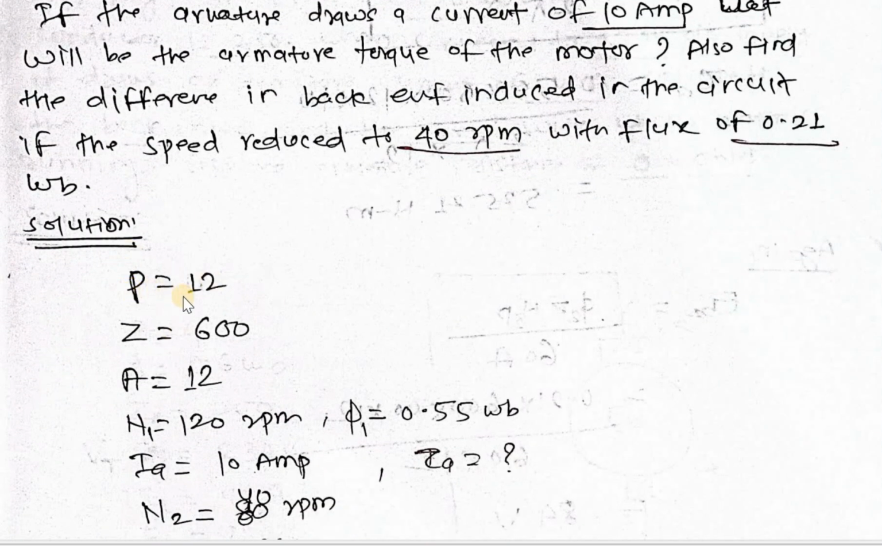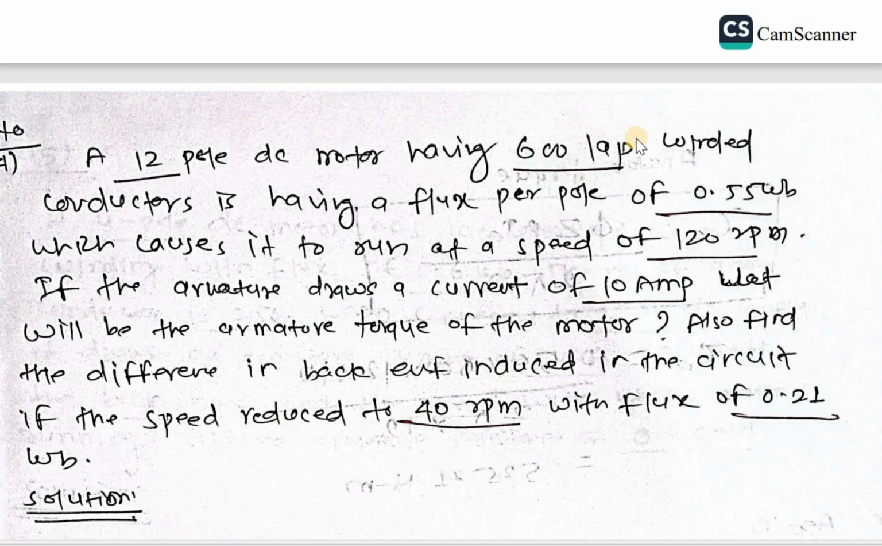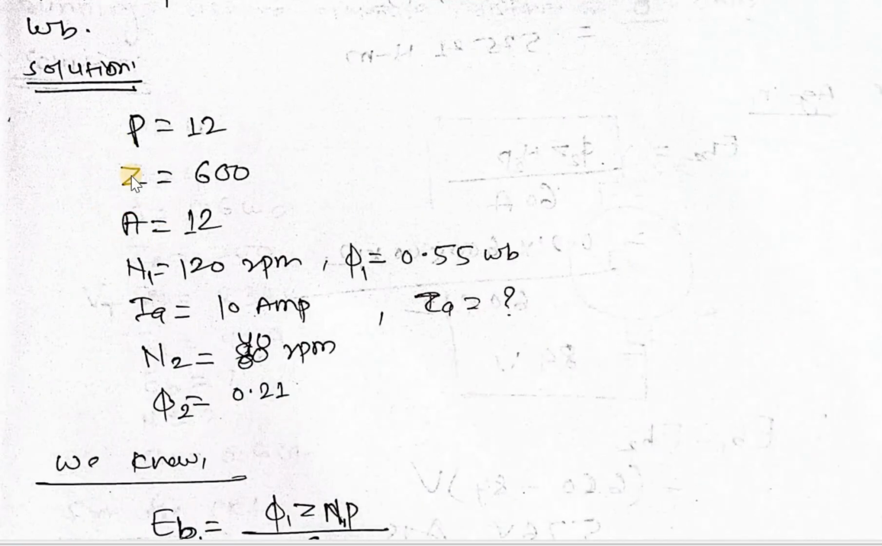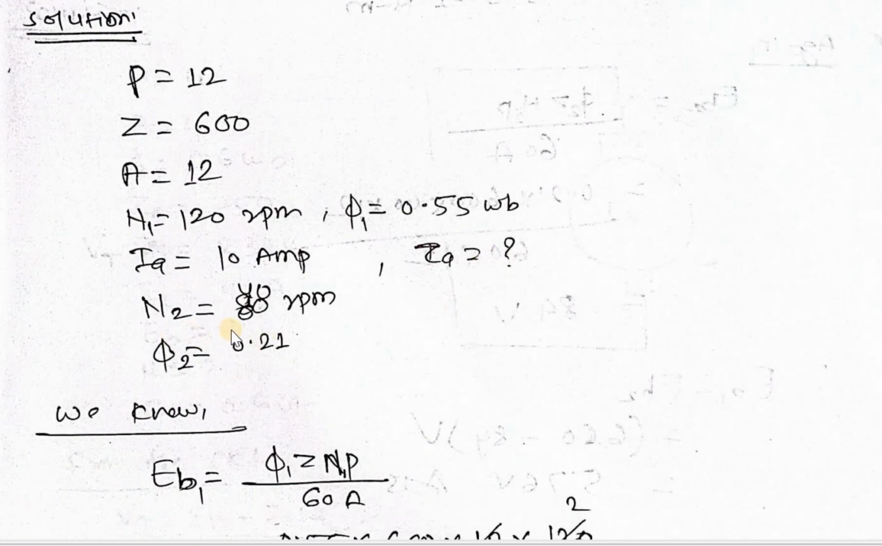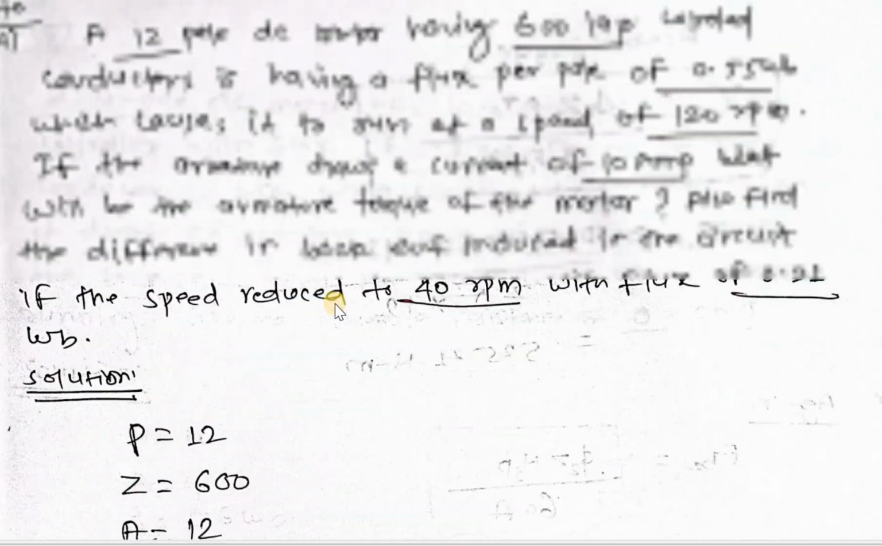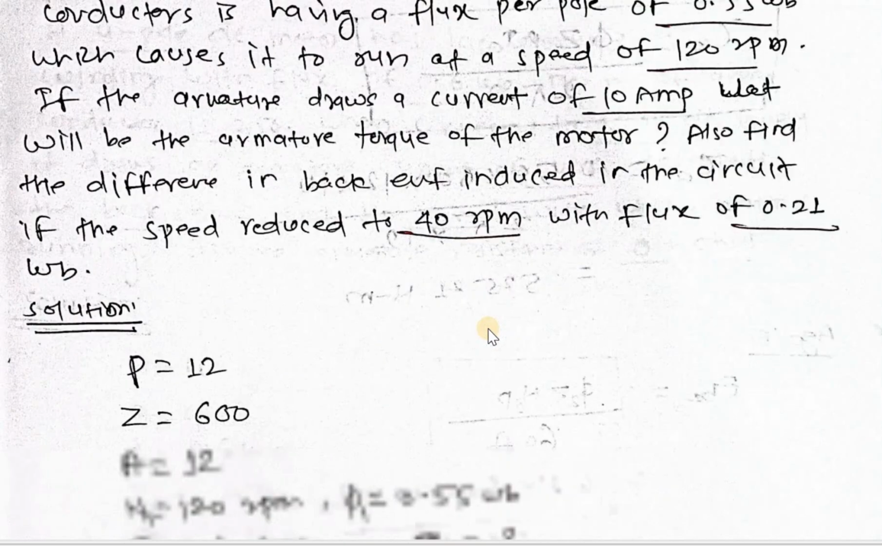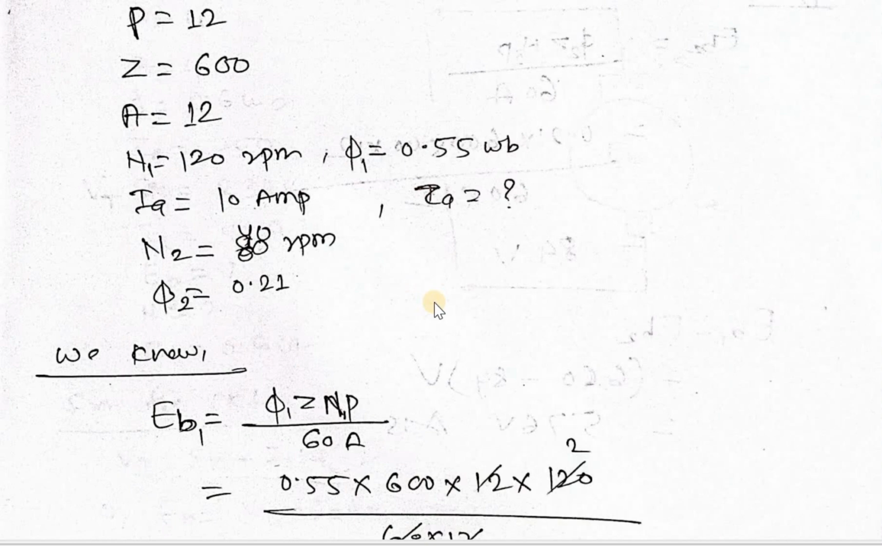In the question, already given are the number of poles 12, the value of Z equal to 600 and A equal to 12, because this is lap winding. So A equal to P, that is 12, and N1 equal to 1200 rpm, phi 1 equal to 0.55 Weber, Ia 10 ampere, and we have to find the armature torque. So tau A equal to what? N2 equal to 40 rpm, already given, and phi 2 equal to 0.21.